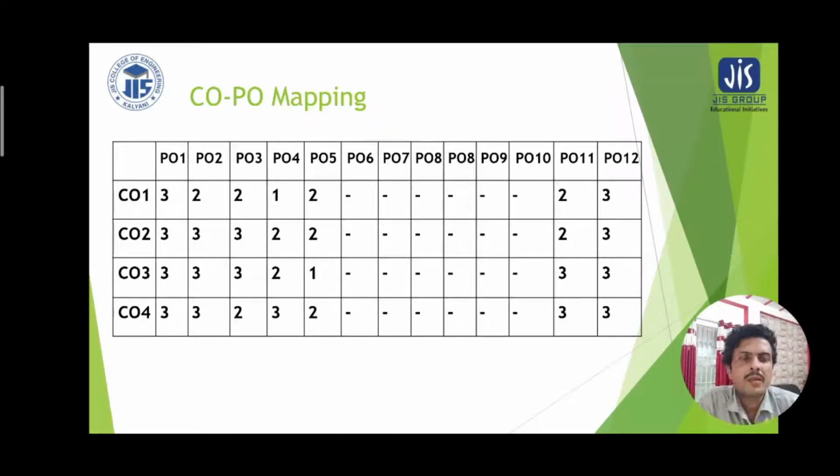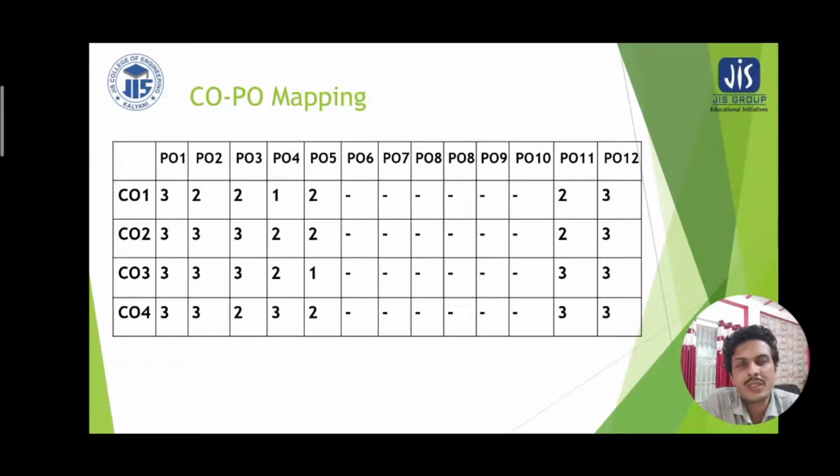Now in the course outcome and program outcome mapping, we are seeing that there are 12 program outcomes which are mapped to the course outcome statements. So here, as 4 course outcome statements exist for basic electronics engineering, they have different weightages assigned to each column of program outcomes.